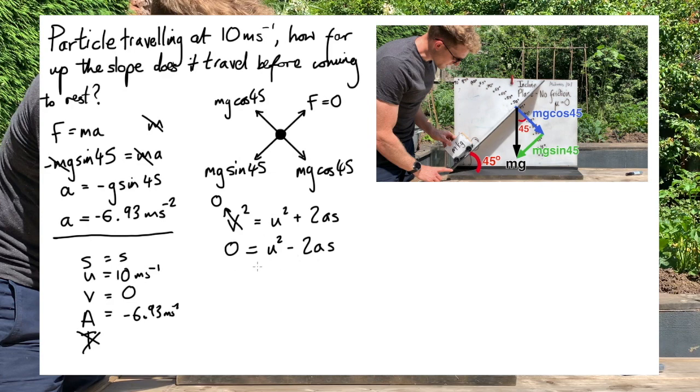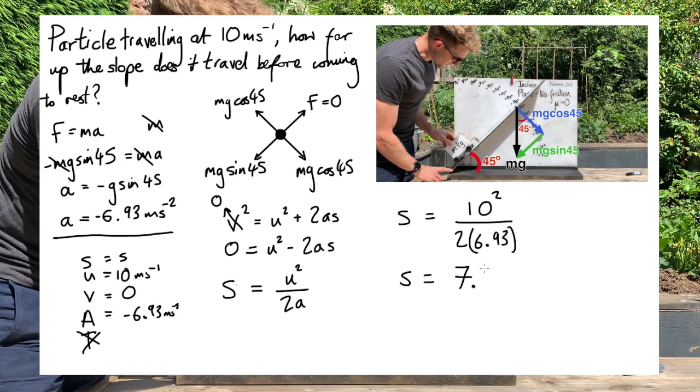If we then rearrange this, we're going to have s equals, let's have a think about this. We add this over, u squared divided by 2a. So s is going to equal u squared over 2a. Because we've moved the 2as over to the left, we've got rid of the negative, which makes sense because s is a distance, so it must be positive. Okay, so s is going to equal 10 squared divided by 2 times 6.93. So we get a distance up the slope of 7.2 meters.